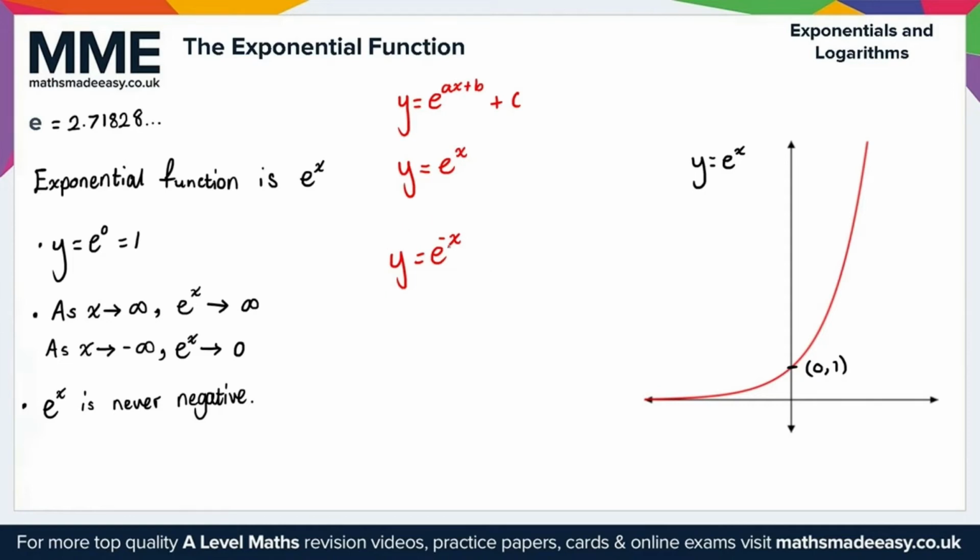And finally, y equals e to the minus x here reflects y equals e to the x in the y-axis. So just so we're aware of that fact there. So that gives everything we need there to start with the exponential function.